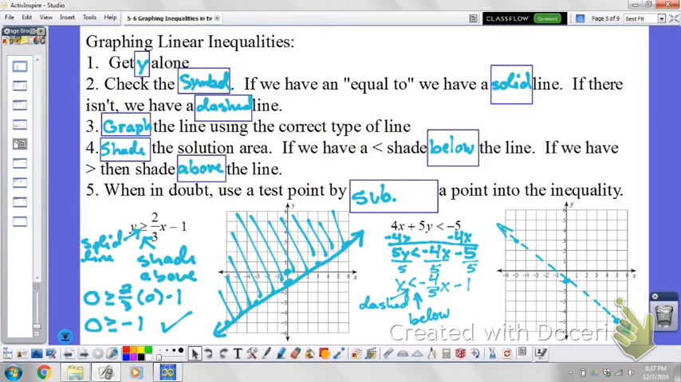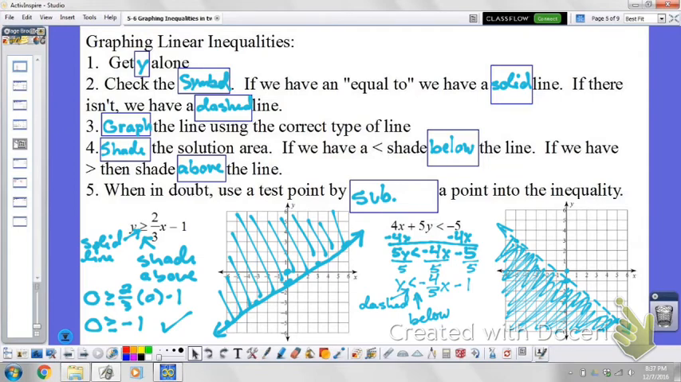And since it is less than, I am going to be below. So everywhere below, all these points in this shaded area will work for my inequality. Really quick, I'm going to check. This time I'm going to pick a point outside. I'm thinking that the point 0, 0 will not work. So I'm going to substitute 0, 0 into my inequality.